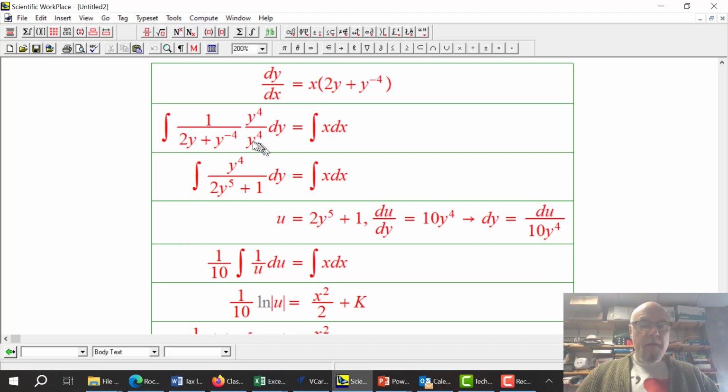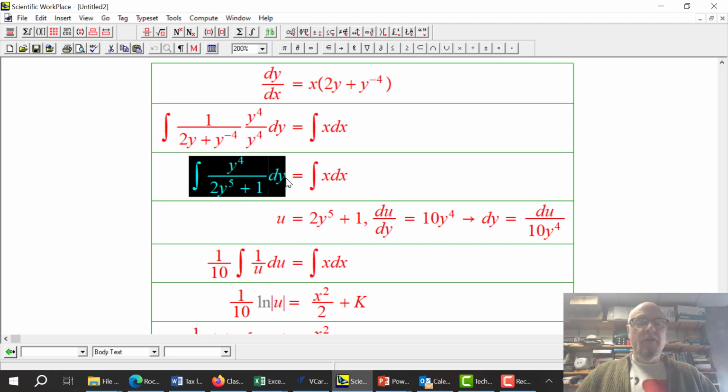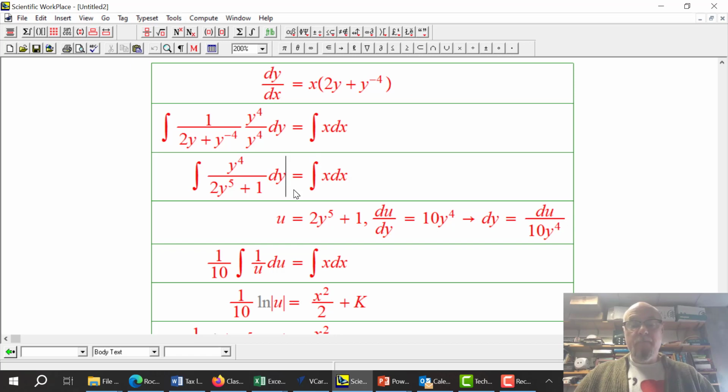When I do that, distributing this y to the fourth on the bottom across, that's going to make that a 1, and 2y times y to the fourth, 2y to the fifth. So here's the integration with no negative exponents. This one I can do by u substitution. So I'm going to let u equal the bottom, because I see that a multiple of the derivative is on top. So I'm letting u equal 2y to the fifth plus 1.